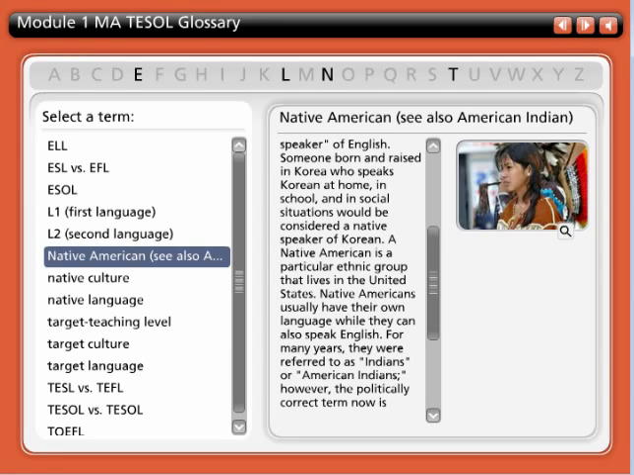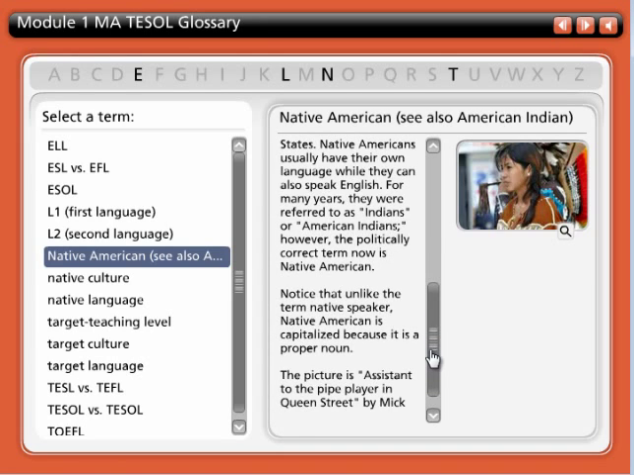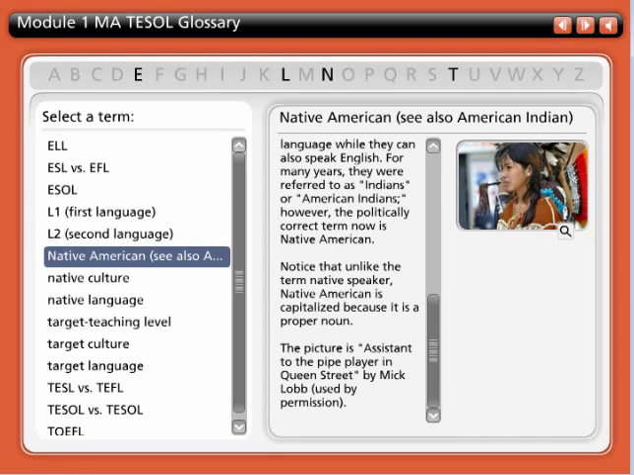Differently, though, a Native American is a particular ethnic group that lives in the United States. Native Americans usually have their own language they speak, while they also can speak English. For many years, they were referred to as Indians or American Indians. However, the politically correct term now is Native American. Notice that unlike the term native speaker, Native American is capitalized because it is a proper noun.